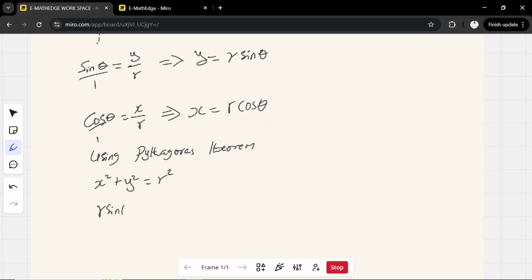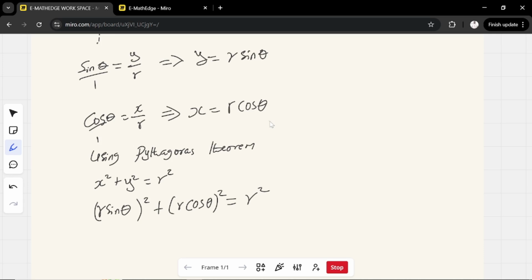r sine theta. Mind you, it is squared, right? So we are going to square this plus the value of y squared, which is r cos theta. So we are going to have it to be r cos theta. Mind you, it is also squared, all over r squared.